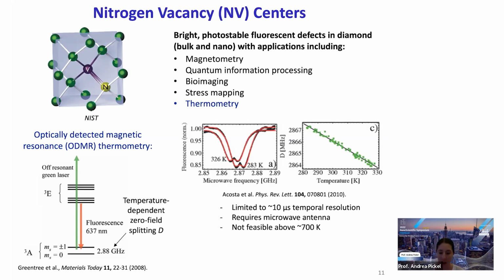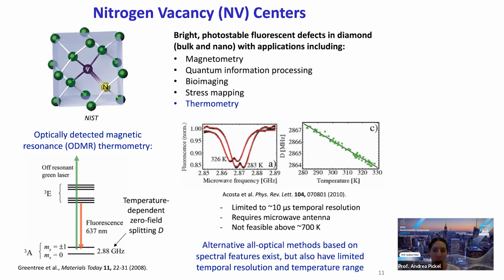a few drawbacks. So first, ODMR thermometry requires using a microwave antenna, which can cause parasitic heating or damage sensitive samples. It also has temporal resolution that's limited to about 10 microseconds, and it isn't feasible above about 700 Kelvin due to the loss of the fluorescent signal at high temperatures. There are also some all-optical methods, meaning methods that don't require a microwave antenna, that have been demonstrated using temperature-dependent features of the NV center fluorescence spectrum, but these are also limited in terms of temporal resolution and temperature range.